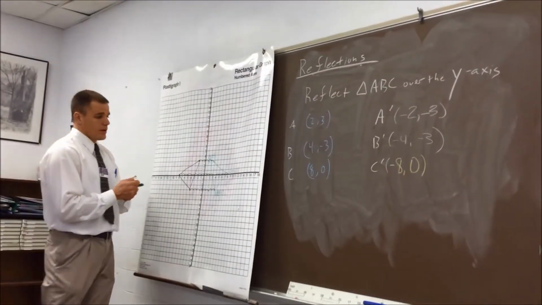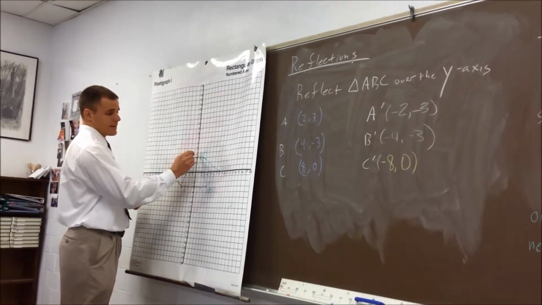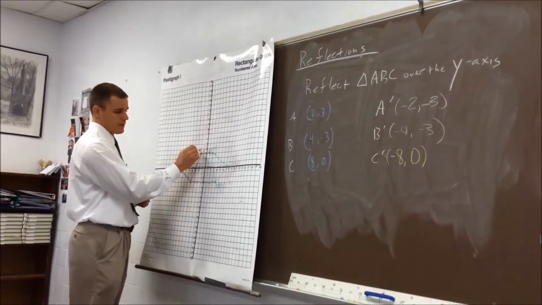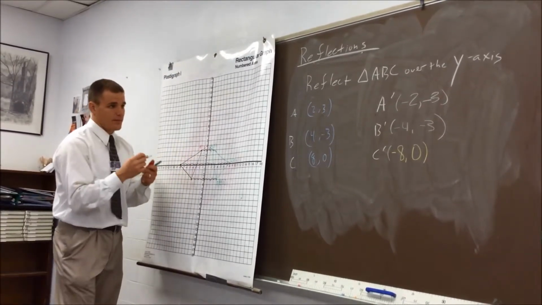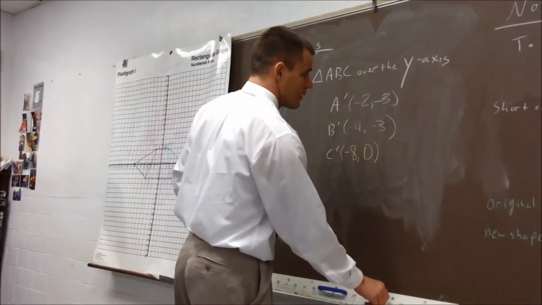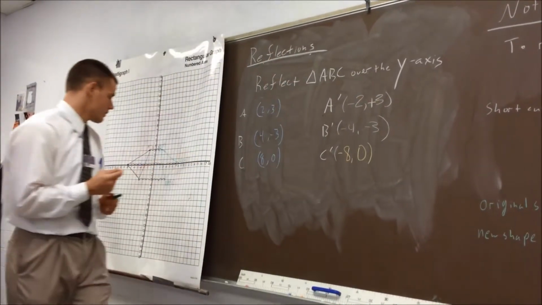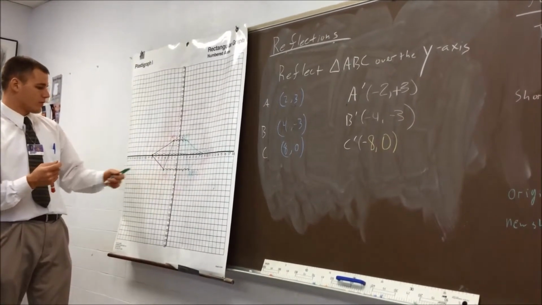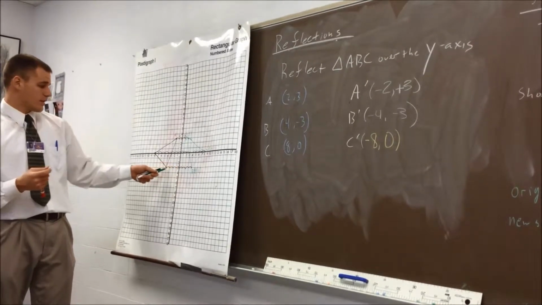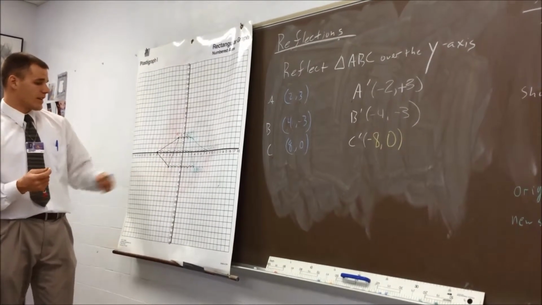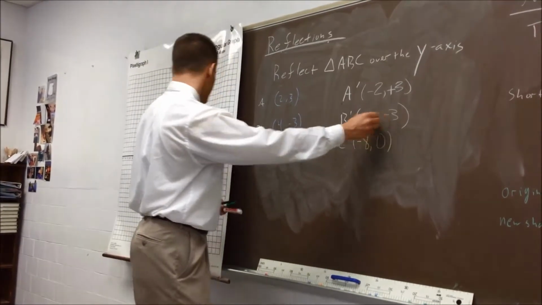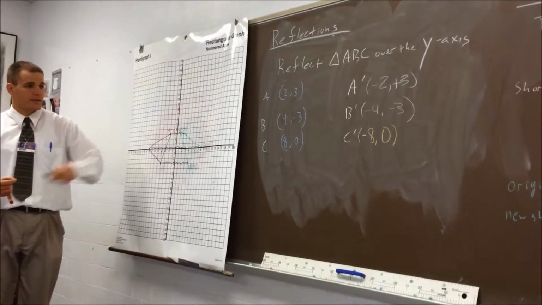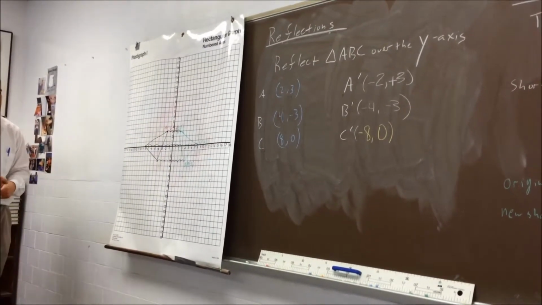Go. So, to go over the y-axis, I went 2 over this way, so I got to go 2 over this way. So A prime would be -2, comma, 3. B, I went 4 over this way, so we got to go 4 over this way. So that's going to be -4, -3. That's correct. And we got to go 8 to get back to here, and so we go 8 over on this side. So it's going to be -8, comma, 0.